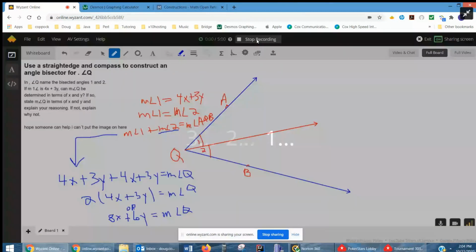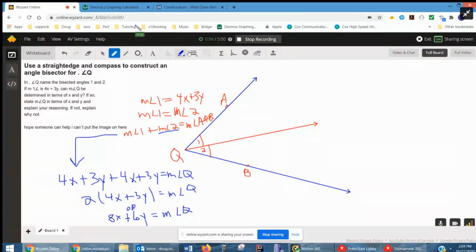Okay, here's some thoughts on this problem without a diagram. Kind of taking a stab, but I think this is probably what's happening. We've got angle Q, which is the union of these two blue rays with a common endpoint at Q. We've got an angle bisector that divides angle Q into two congruent angles, or two angles with equal measure.